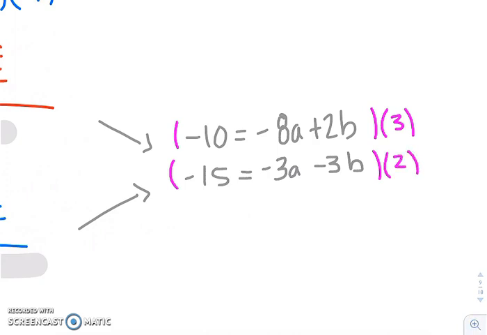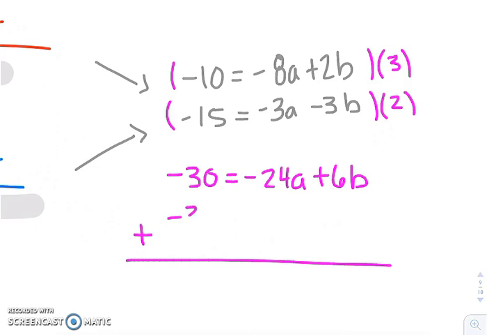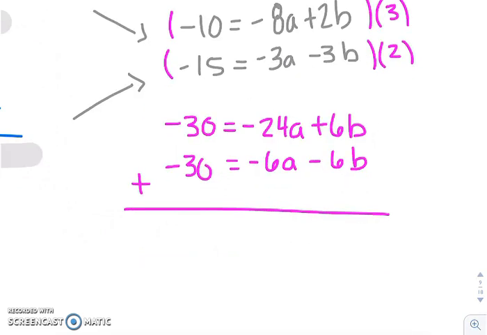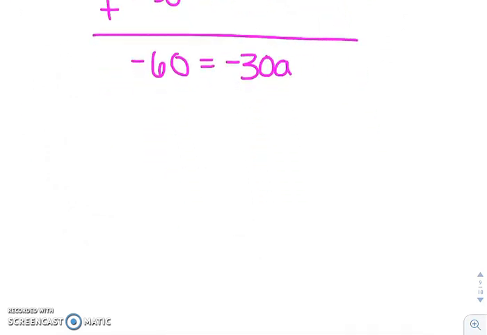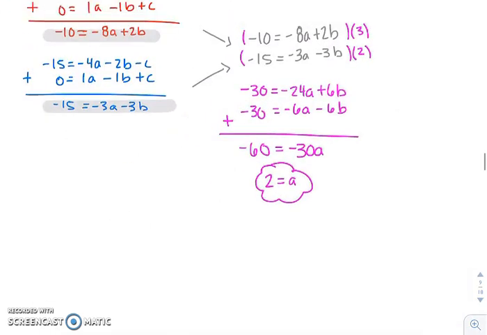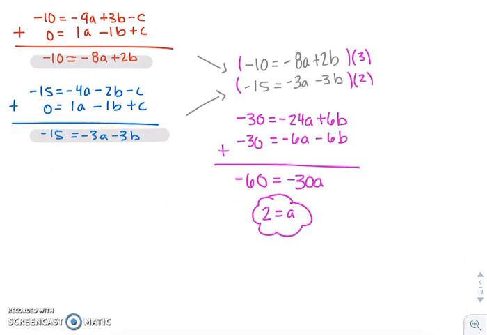So we'll end up with negative 30 equals negative 24a plus 6b. And our second equation will be negative 30 equals negative 6a minus 6b. So we'll end up with negative 30 and negative 30 don't cancel. We get negative 60 equals negative 30a. So if you guys divide by negative 30, we get 2 to be a. So there's your first variable.